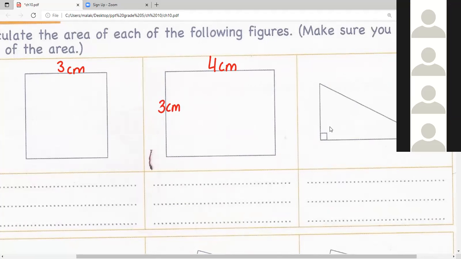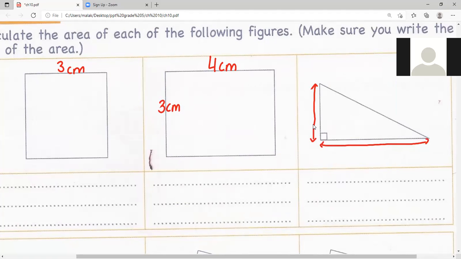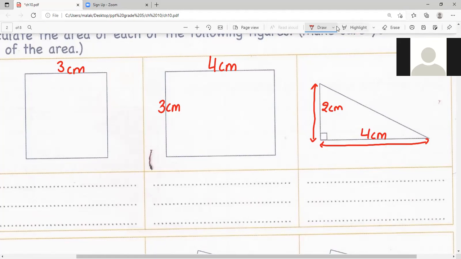Okay. For the triangle, measure the two sides that form a right angle. The first one here is 2, and 4. And the second one is 4 and 4. Okay. Second one, Mohammed, your turn now. 3.